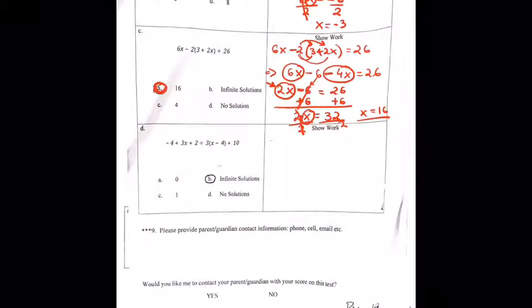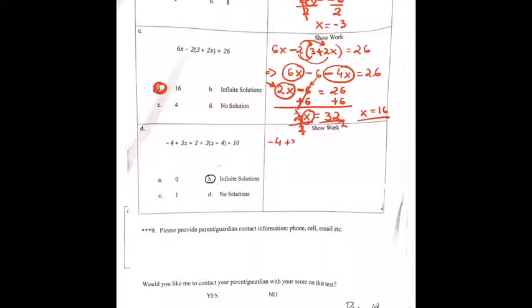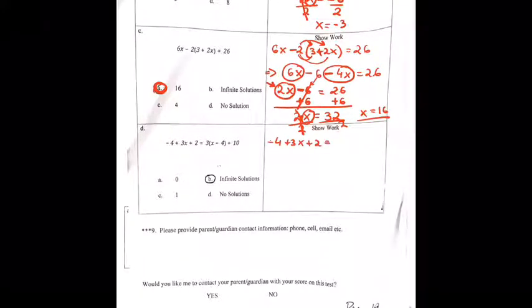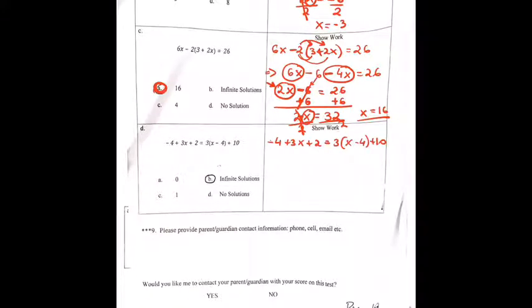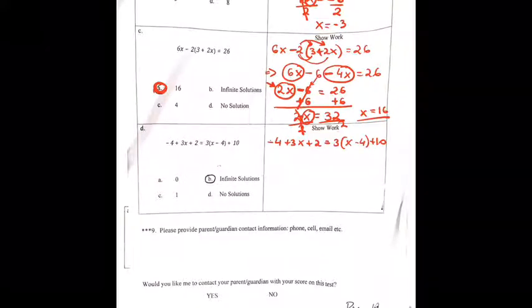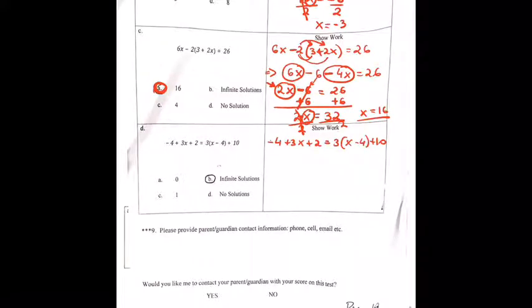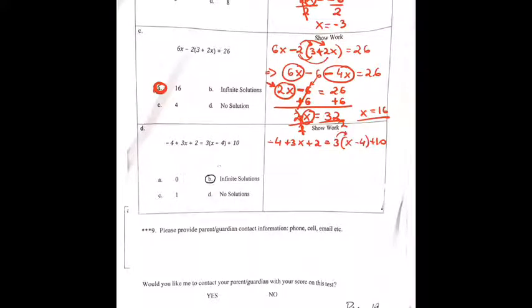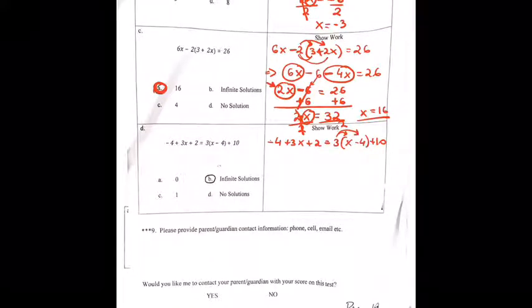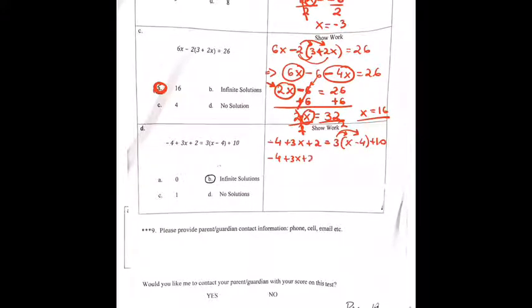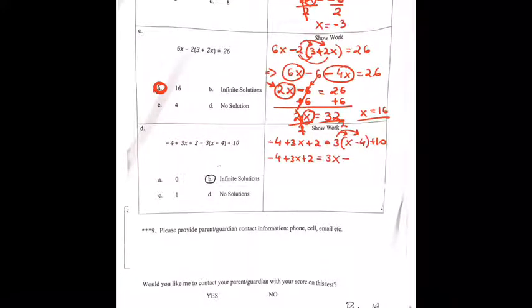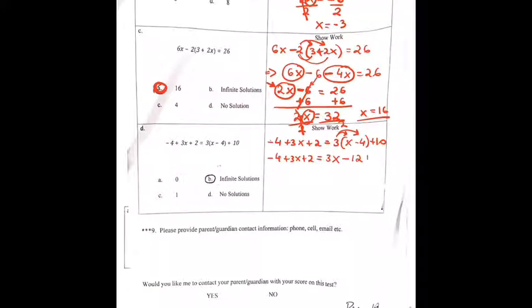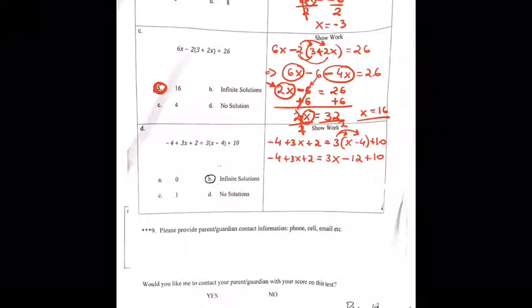And the last problem in the test is negative 4 plus 3x plus 2 equals 3 times (x minus 4) plus 10. First thing I need to do to simplify is to get rid of parentheses. To get rid of the parentheses, I need to distribute the 3. So let's write negative 4 plus 3x plus 2 equals 3 times x gives me 3x minus 3 times 4 gives me 12, and I still have that plus 10.